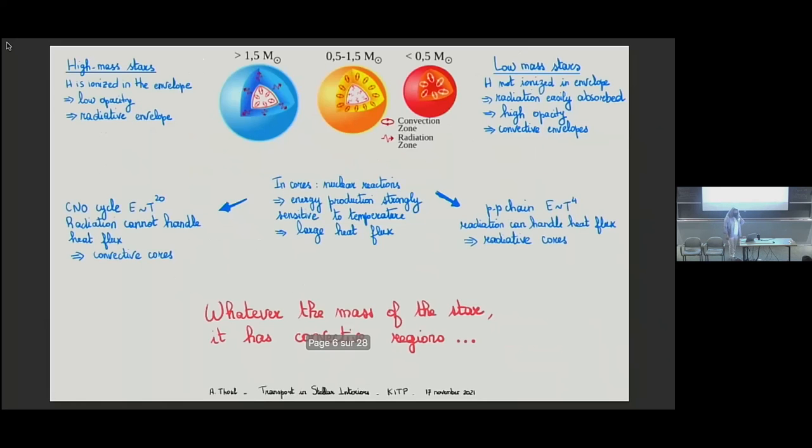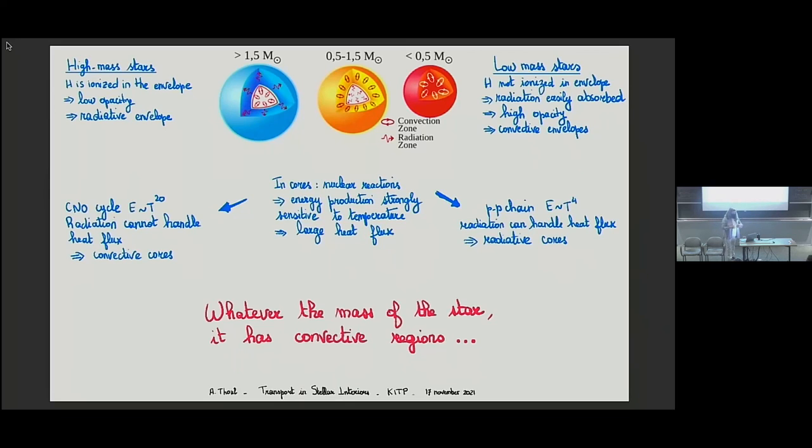So in stars, in high mass stars, hydrogen is ionized in the envelope. The opacity is low, so you have radiative envelopes. The radiation gradient is small. In low mass stars, hydrogen is not ionized in the envelope. Radiation can be easily absorbed. You have a high opacity, and you have convective envelopes. This is a schematic. You also have other cases, but it's smaller.